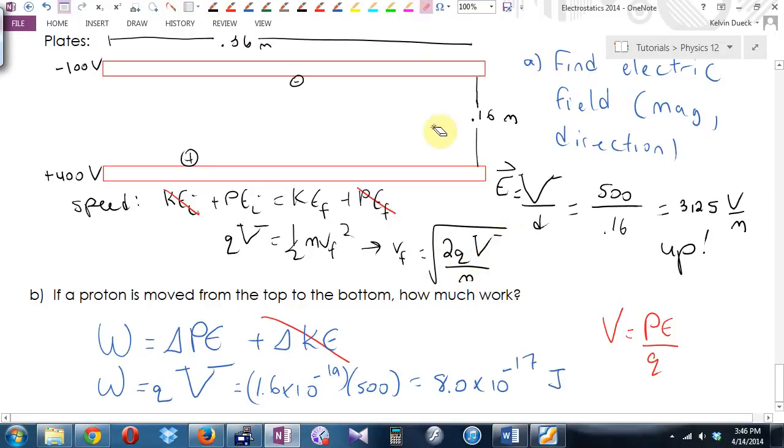So Neve, you pointed out that for a proton and an electron, Q is the same, V is the same. They're going through the same voltage. But you said the electron has a smaller mass, so it'll travel faster. It'll cross faster.